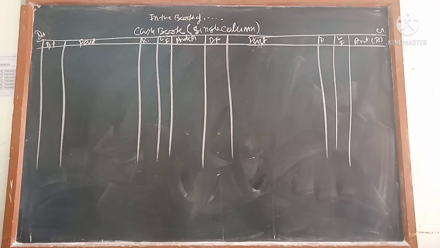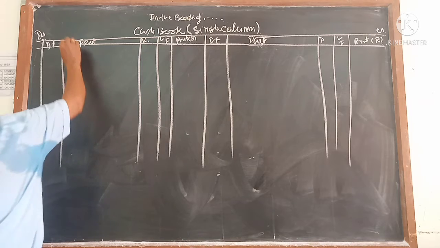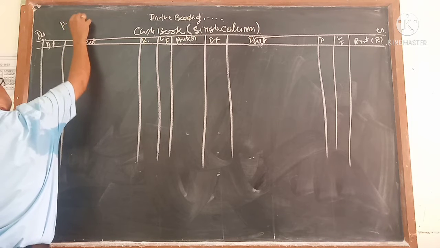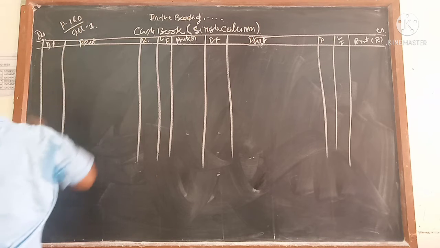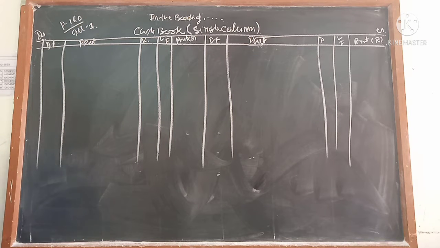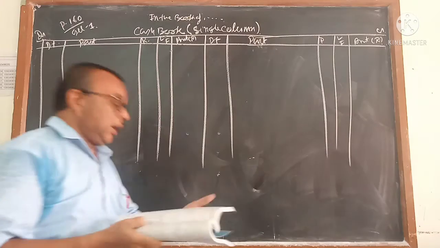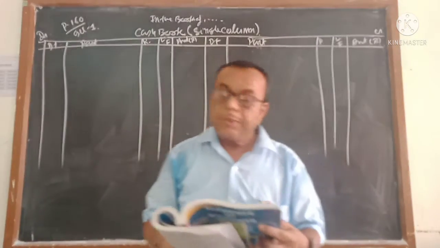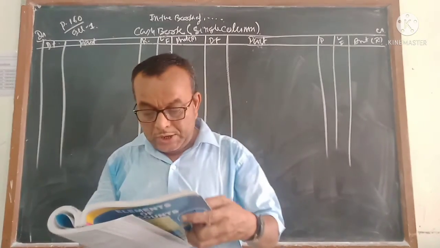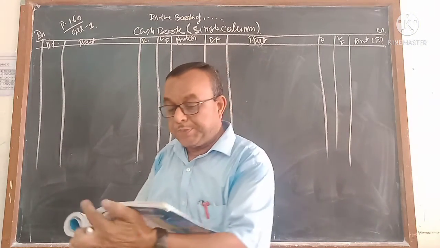This is page 160, illustration 1. How we will do it, I will tell you the formula. On the basis of that you will follow it. Very simple. One is the receipts side, another is the payment side.